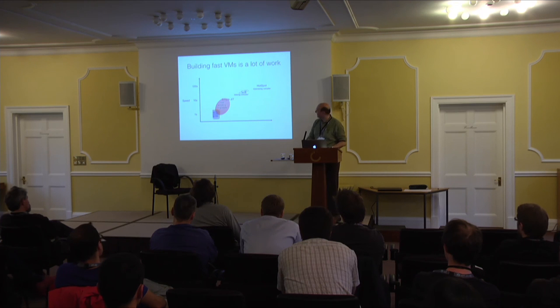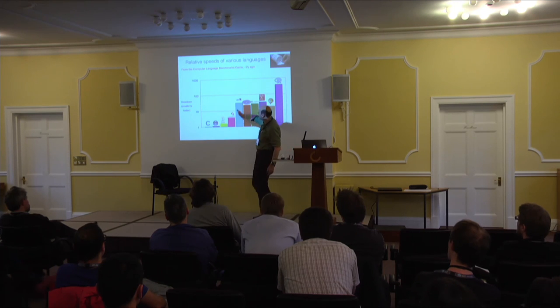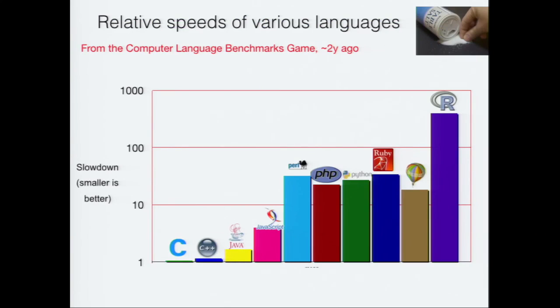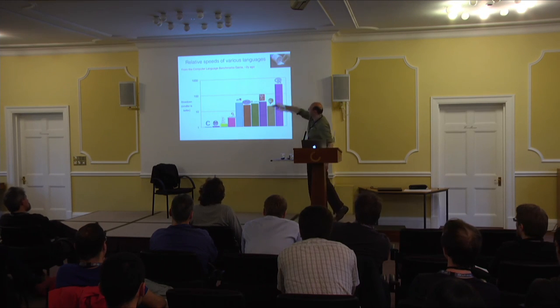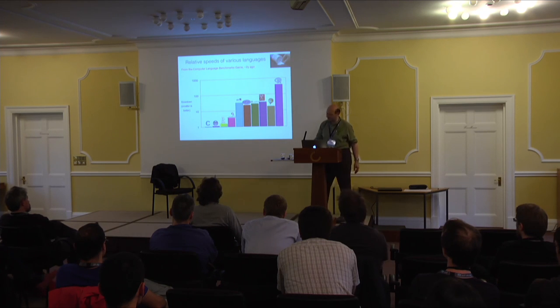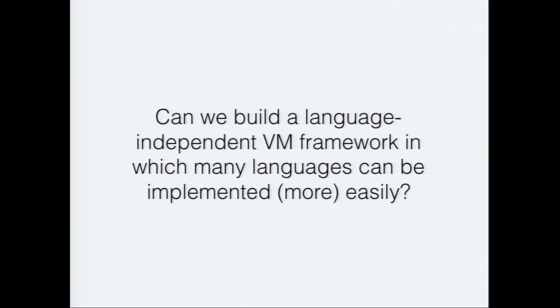Watch the animation again. So the result of that was this situation a few years ago where a handful of languages had great performance because they'd had the effort applied, or the static languages, C and C++. So if you take C and C++ as measures of how fast things can be, then Java and JavaScript were in the ballpark, and these other languages were way out. This is a few years old, and notice it's a logarithmic scale, not a linear scale. So how do you deal with all of these things without applying hundreds of person-years to each? And so the key question is, how do you build a language-independent VM framework in which you can implement many languages more or less easily?